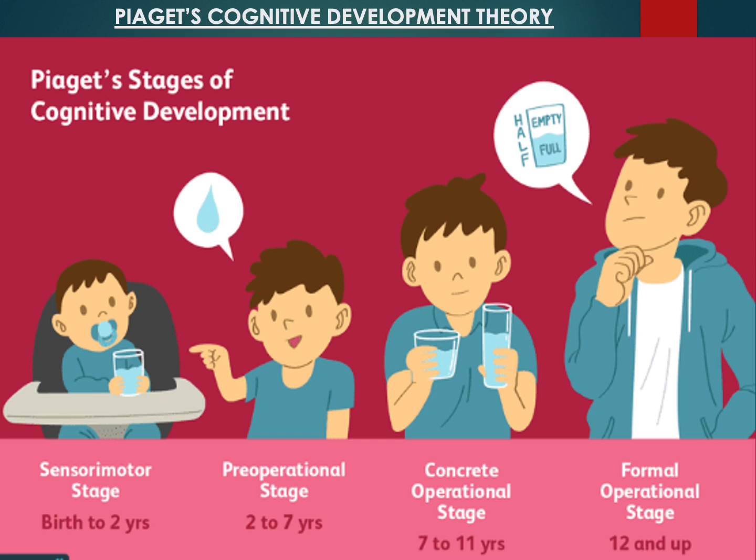So again, let's have a review of Piaget's cognitive development theory. From birth to 2 years old, it's the sensory motor stage. From 2 to 7 years old, it's pre-operational stage. But if the child is already on the 7th to the 11th year of life, that's already the concrete operational stage. And then for formal operational stage, it happens 12 years and above.